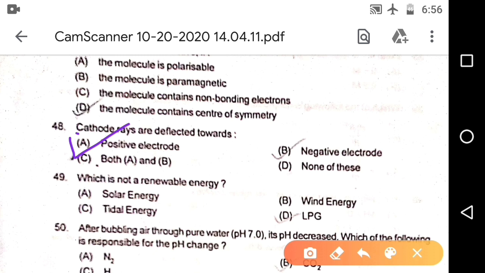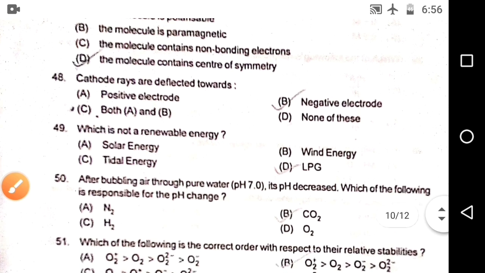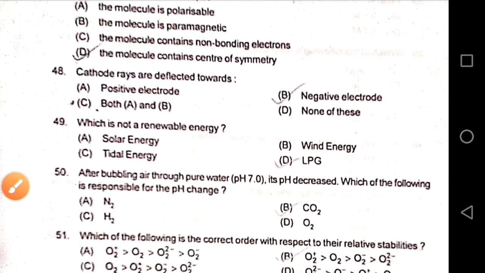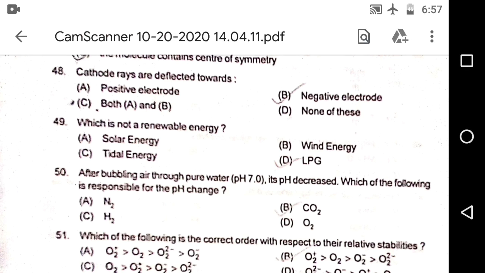So the next question is, which is not a renewable energy? Renewable energy means you cannot use it twice. Okay, so LPG comes in that category. So the correct answer for 49 is D.